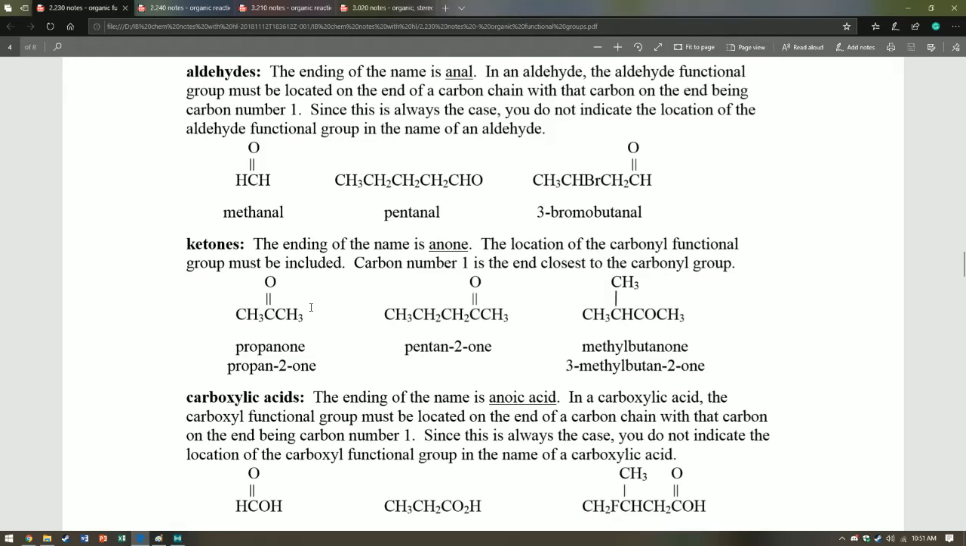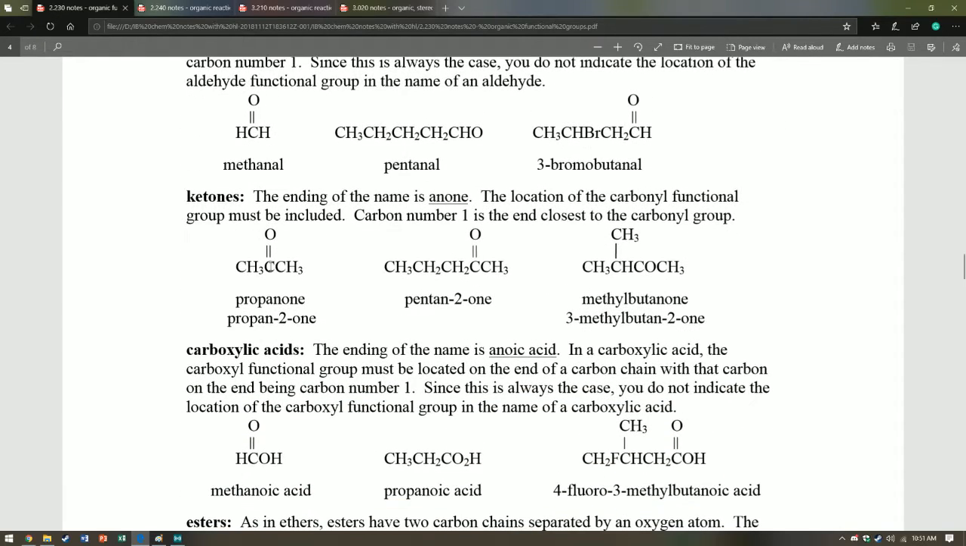The next highest priority functional group is the ketone. It's similar to the aldehyde, except it can be anywhere in the middle of the molecule that is not the ends of it. So you do need a number to denote its location. So this would be propan-2-one. You're given the ending -one, and you split.